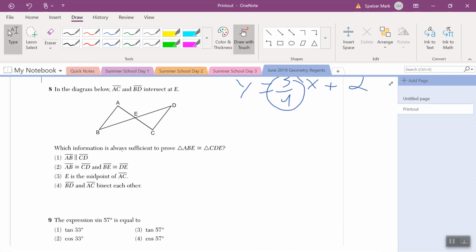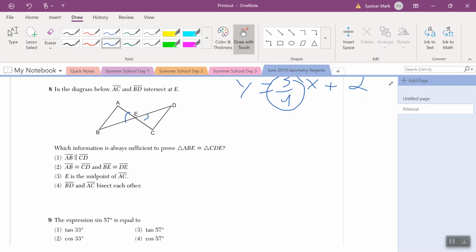Last question for this video, question number 8. In the diagram below, segments AC and BD intersect at E. Which information is always sufficient to prove triangle ABE is congruent to CDE? Looking at what we know, we have vertical angles at AEB and DEC. We want to prove this.